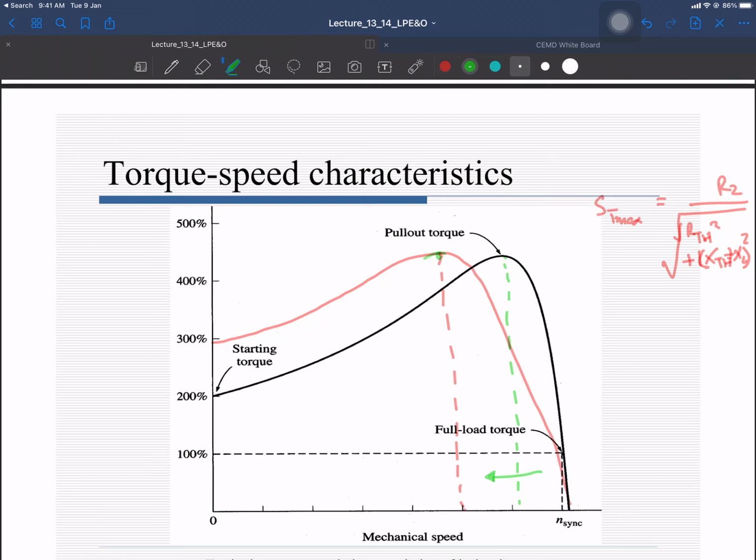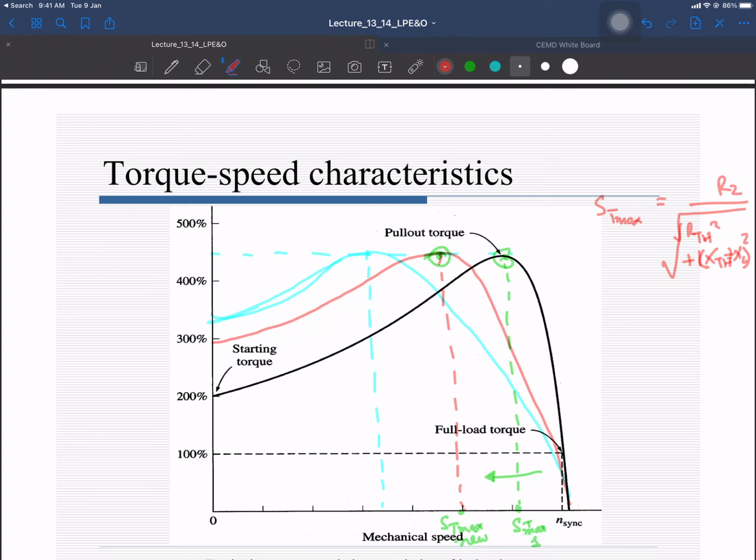So if we change this one, this will be the new slip, S_Tmax new. Previously, let's suppose that it was operating over here, S_Tmax 1. It was giving you the maximum torque at this point, at this slip. But if you change R2, now you will get the maximum torque at this point, at lesser speed, because slip is increased. Increase of slip means the speed is reduced. And if you further keep on increasing R2, you can bring this point like that, and your torque speed curves will look like this.